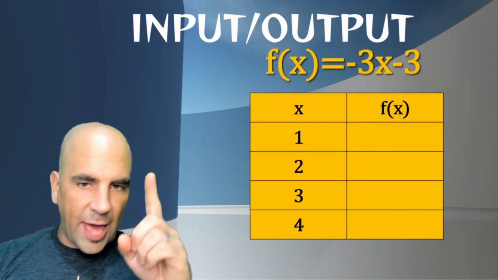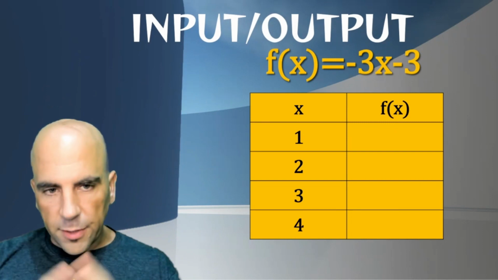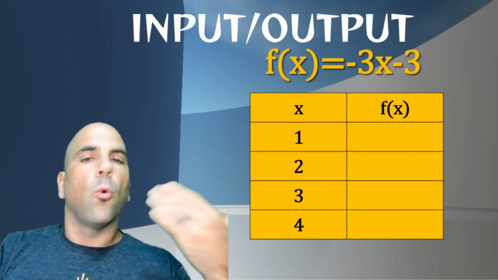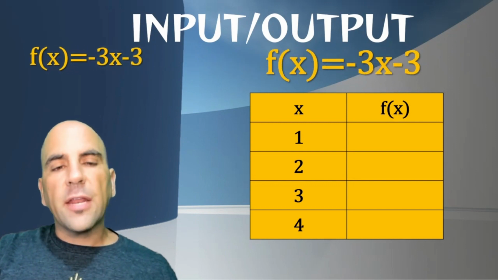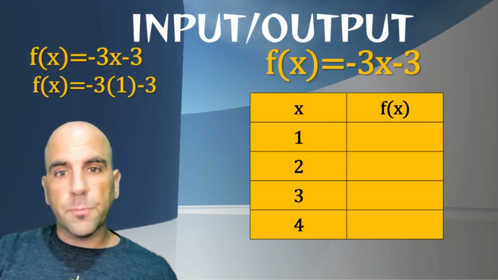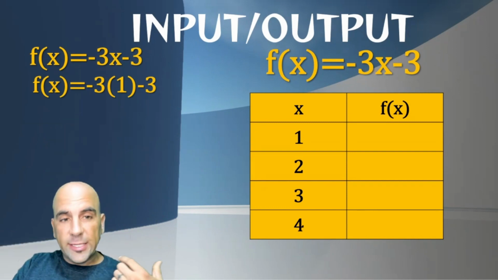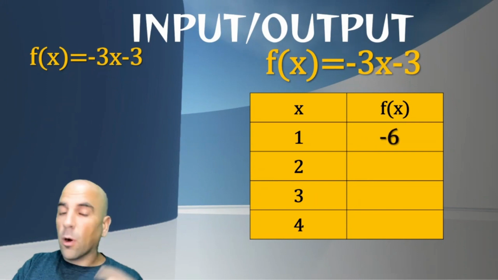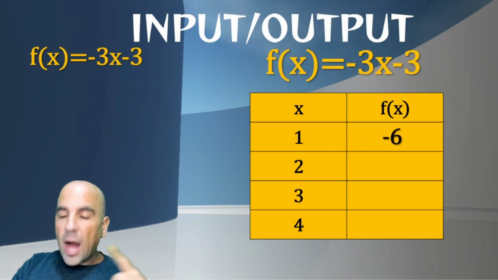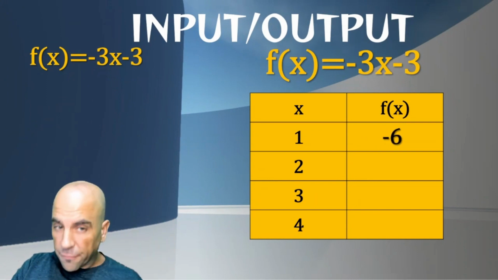Don't get confused. The f of x there, that f parentheses x, it just means what happens after you put it into the function. So what is the function? Negative 3x minus 3. So let's plug 1 in. Negative 3 times 1 is negative 3. Negative 3 minus 3 is negative 6. Let's plug that into our output. Remember, that is our y. That's our dependent variable. That's our function of x.